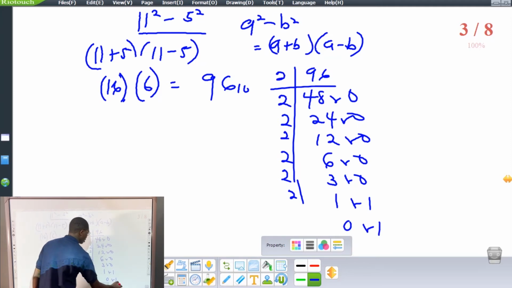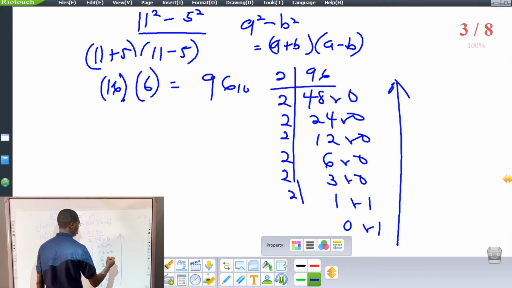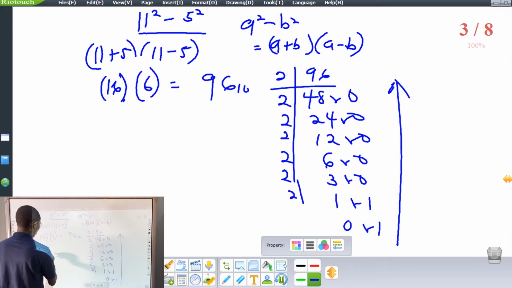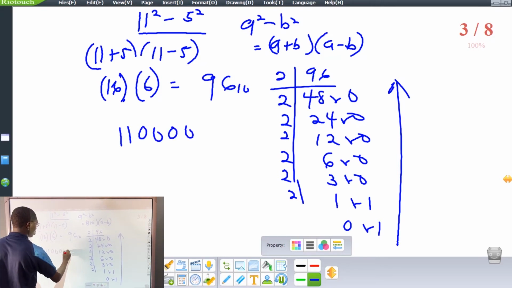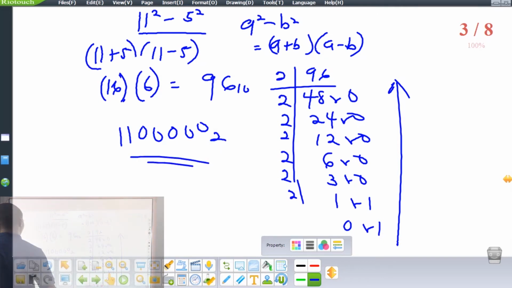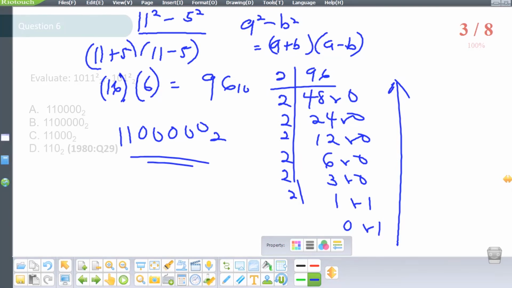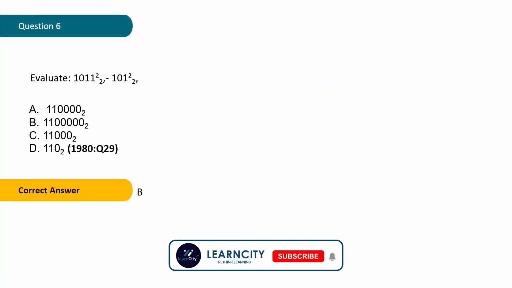So our final answer from bottom to top is going to be 1 1 0 0 0 0 0 with 5 zeros, base 2. So that is the final answer for that. So the best option is option B. Option B is the correct option.